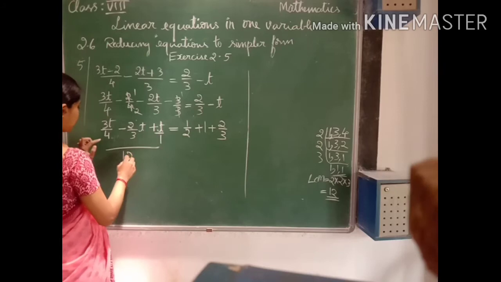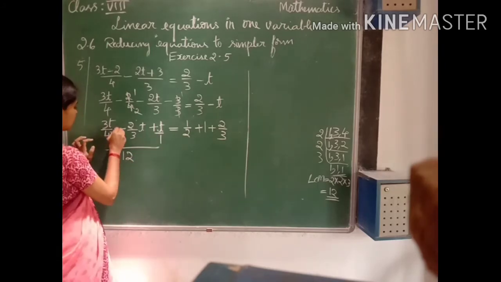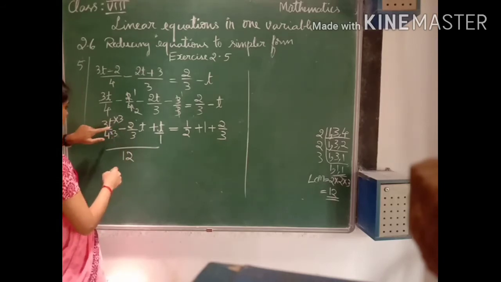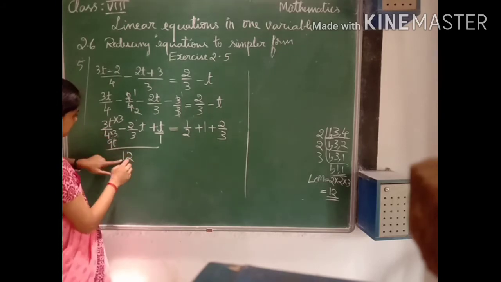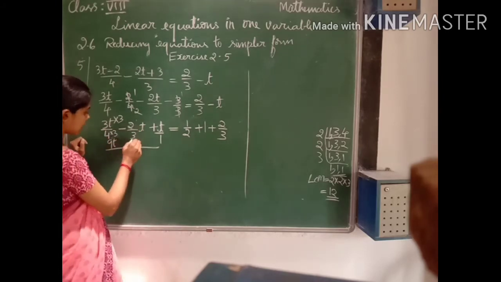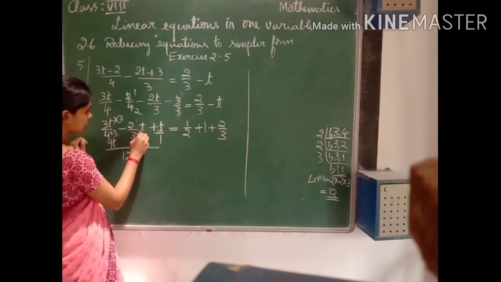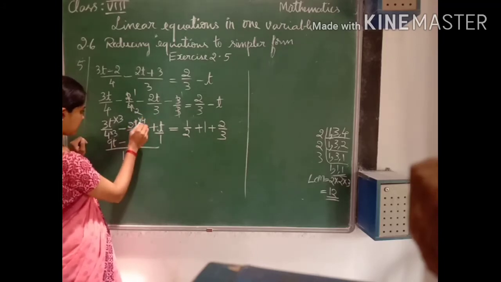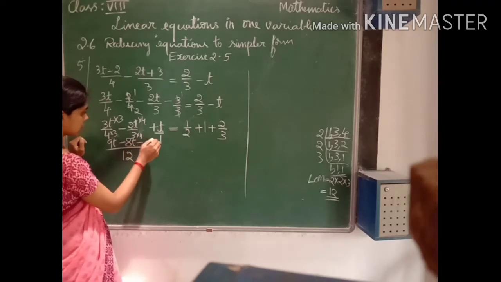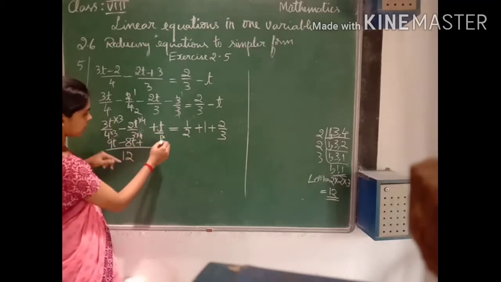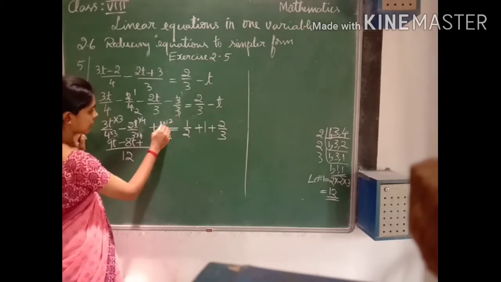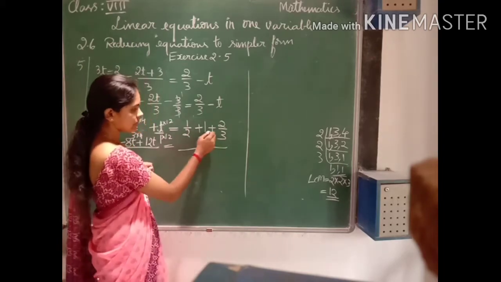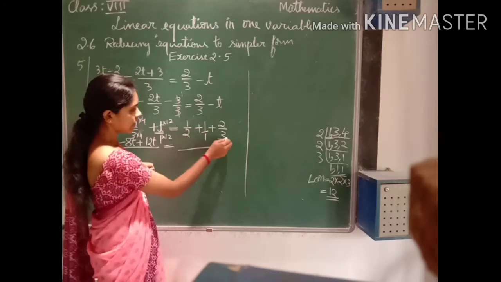The LCM is 12. After that, 4 times what is 12? 4 3s are 12. So multiply the denominator and numerator by 3. 3 3s are 9t. Then 4 3s are 12. Minus 2, 3 4s are 12, so multiply by 4. Here also multiply by 4. 2 4s are 8, 8t. Plus 1, how much is 12? 1 12s are 12. So multiply by 12. 12 times t is 12t. That is equal to, now let us find the LCM of these two terms, 2 and 3. What is the LCM?